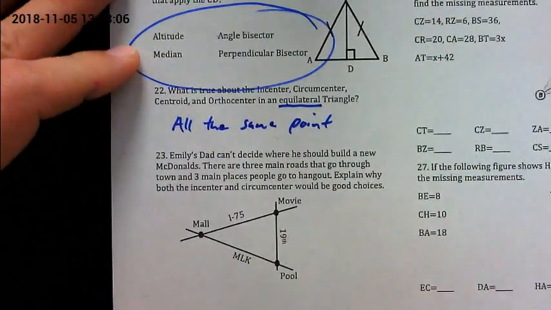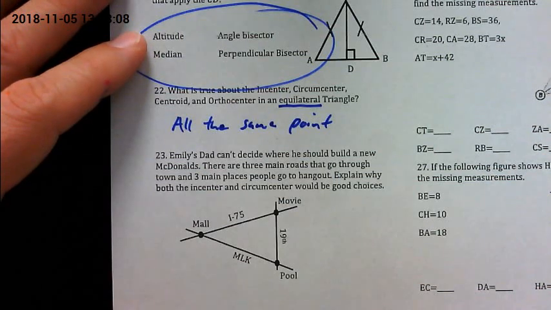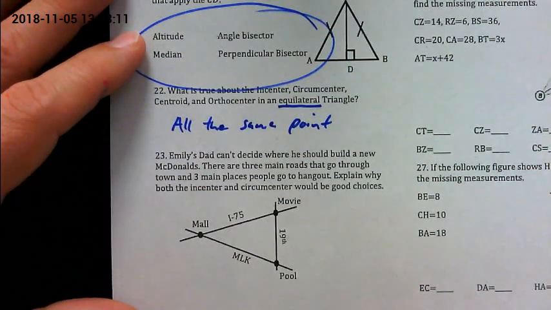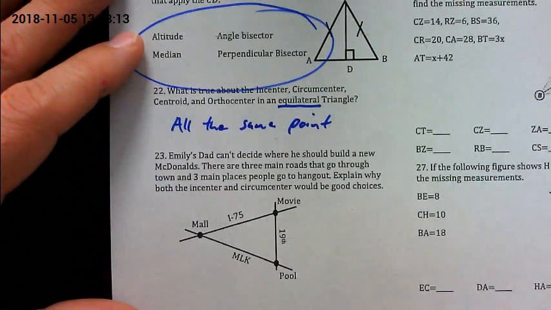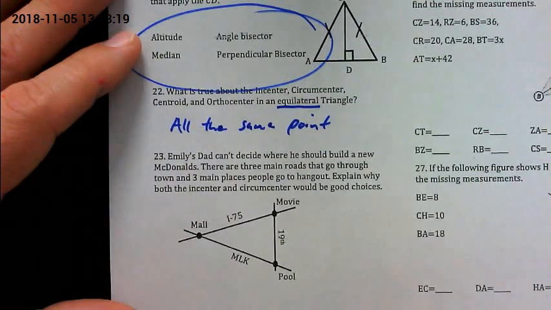All right, on number 23. Emily's dad can't decide where he should build a new McDonald's. There are 3 main roads that go through town, and 3 main places people go to hang out. Explain why both the incenter and circumcenter would be good choices.